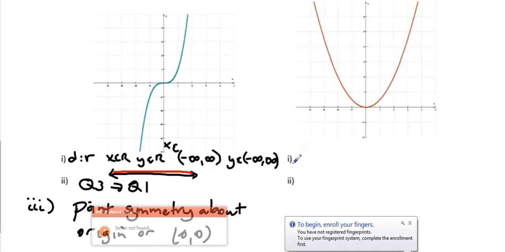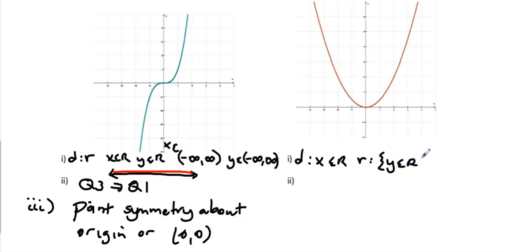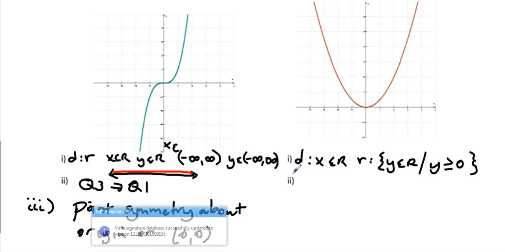The domain for this one is x as an element of R. So again, we can just put x as an element of R. The range, however, is not. The range is going to be set bracket y is an element of R such that y is greater than or equal to 0, close bracket. In interval notation, of course, the domain would be x as an element of negative infinity to infinity.